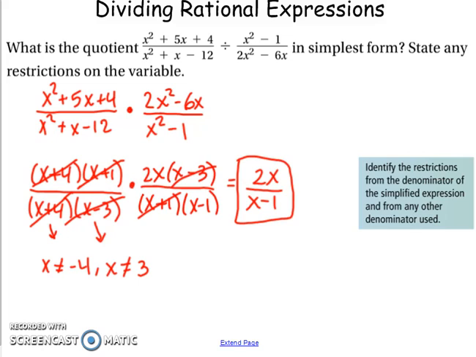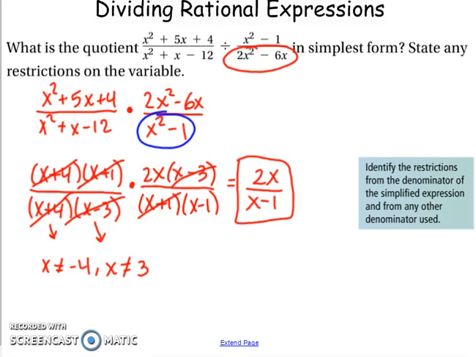Now, we need to take both the numerator and the denominator from the second fraction. So originally, our denominator was 2x squared minus 6x in the original problem. But then we switched it, and that became the numerator, and x squared minus 1 became the denominator. So both of them at one point were in the denominator. So we have to take both of them and set them equal to 0.